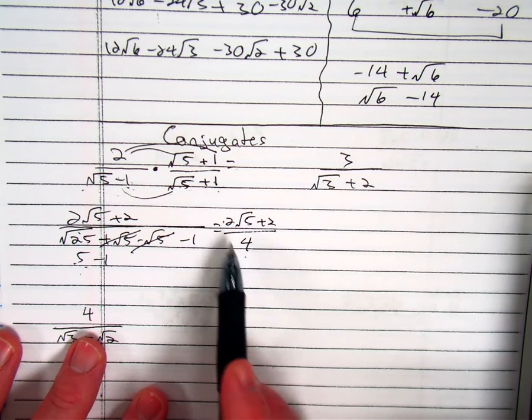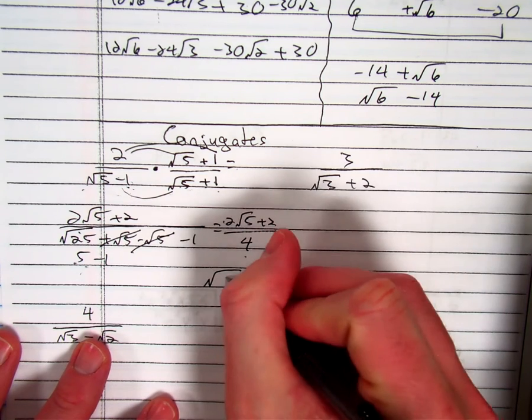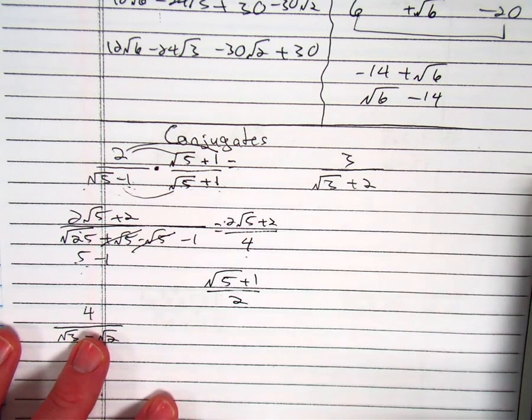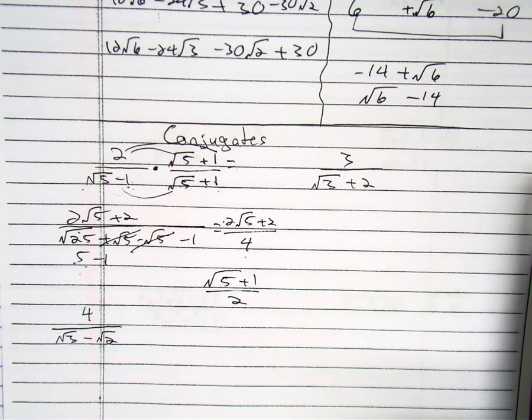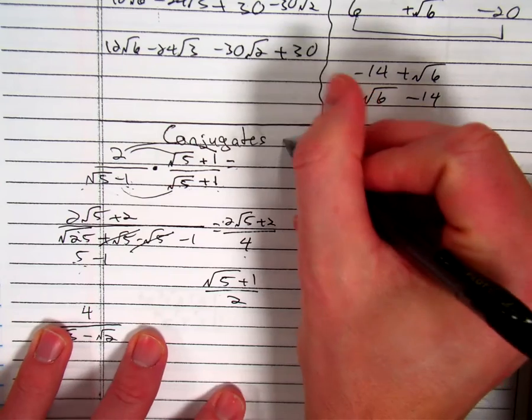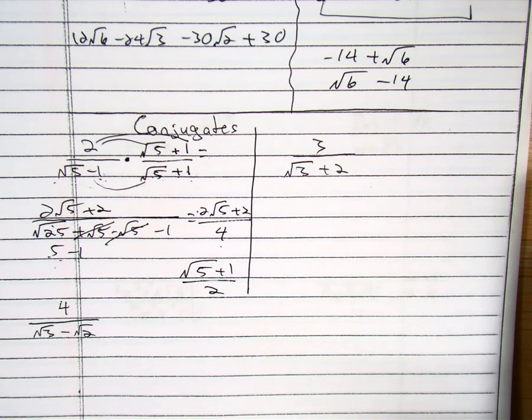Even number, even number, even number. All three pieces are even. So we can divide by 2 and have a final answer of radical 5 plus 1 over 2. Okay? Let's have you hit pause and give this one a shot over here.